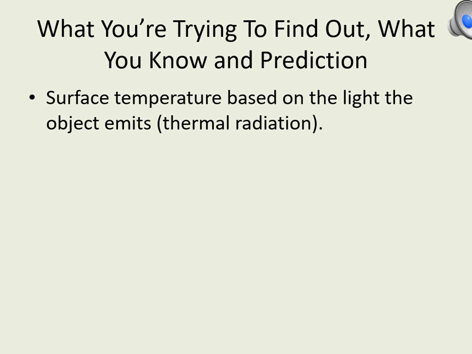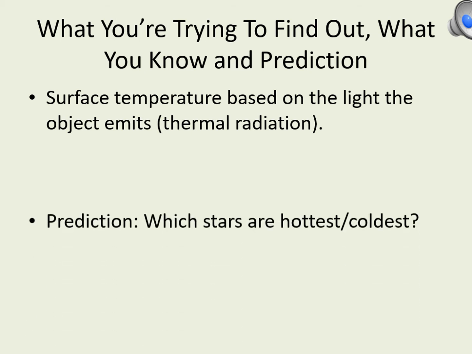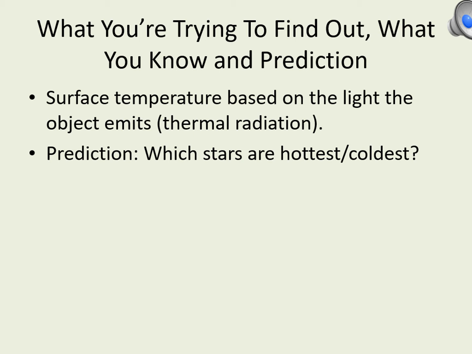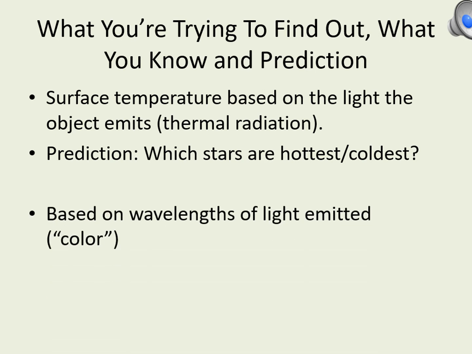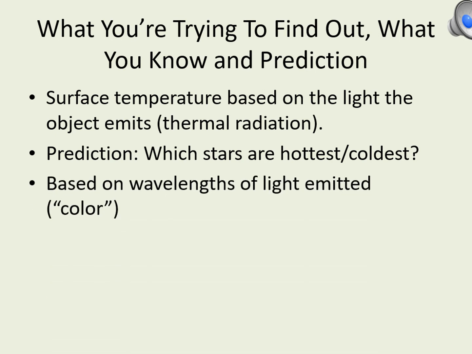There's not a lot of information the question needs to give, so we can move right on to the prediction. You're asked to predict which star has the hottest surface and which one is coldest. The easiest way to do this is to look at the column that lists the wavelengths of light emitted by the stars. Remember that wavelength isn't a measure of how much light the star produces.